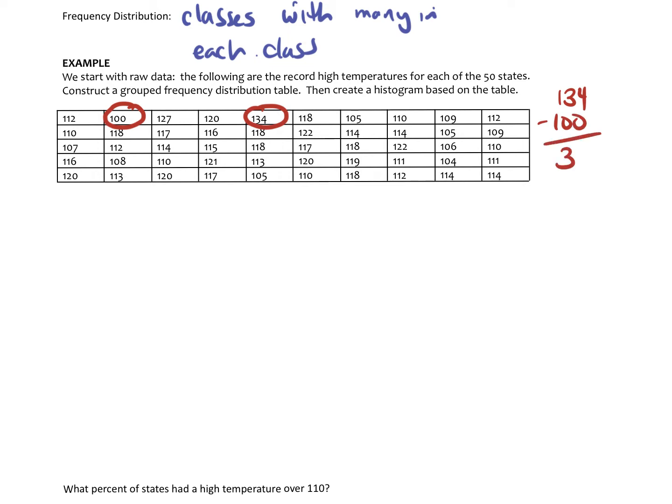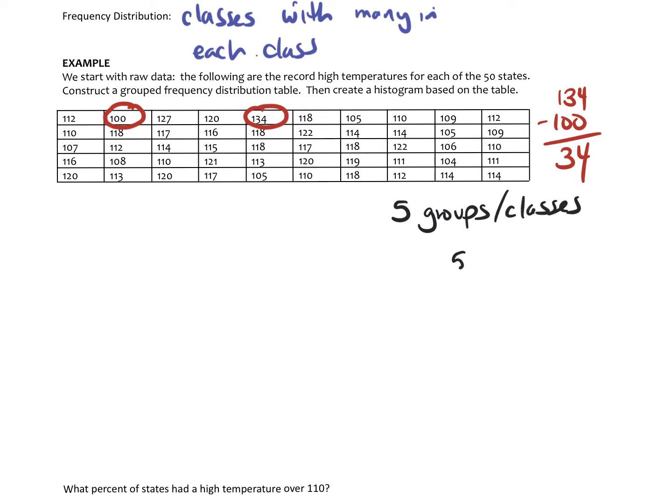The difference between the biggest and the smallest is 34, because 134 minus 100 is 34. So what I want to do is divide this by how many classes I want. Do I just want 2 groups? Generally speaking, you want somewhere between 5 and 10 different groups, if you have a lot of data, like we have 50 pieces of data here. 34 doesn't divide nicely by any of those numbers, but it gets close. So let's do 5 groups, or 5 classes.